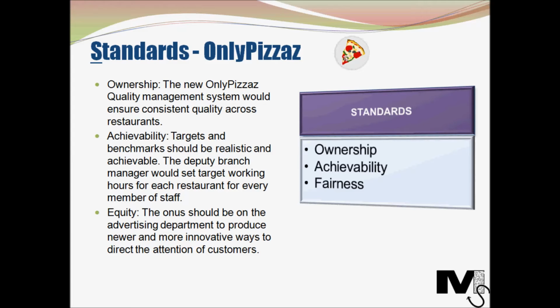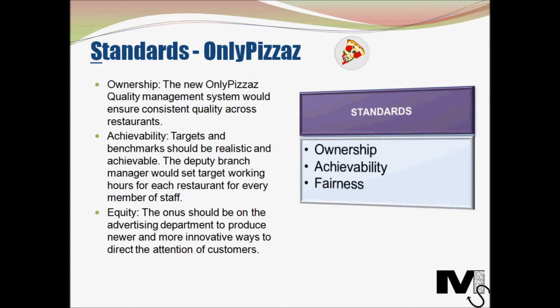Looking at our example, for instance, for one of the dimensions, quality, the new OnlyPizza quality management system would ensure consistent quality across restaurants. Now, feeding quality related information for individual branches can be the responsibility of the branch managers, who can input any customer reviews or any newly detected quality issues into the quality management system. Now, these are just some of the ways in which the system can be used.